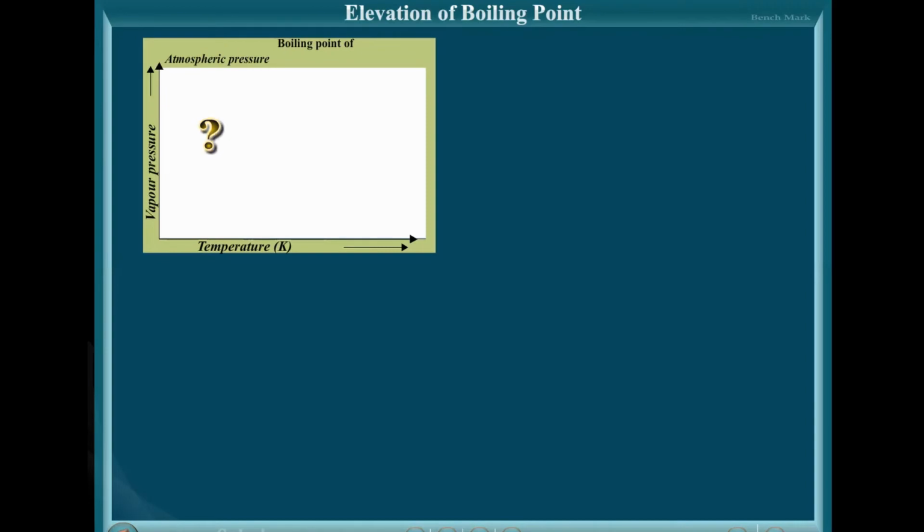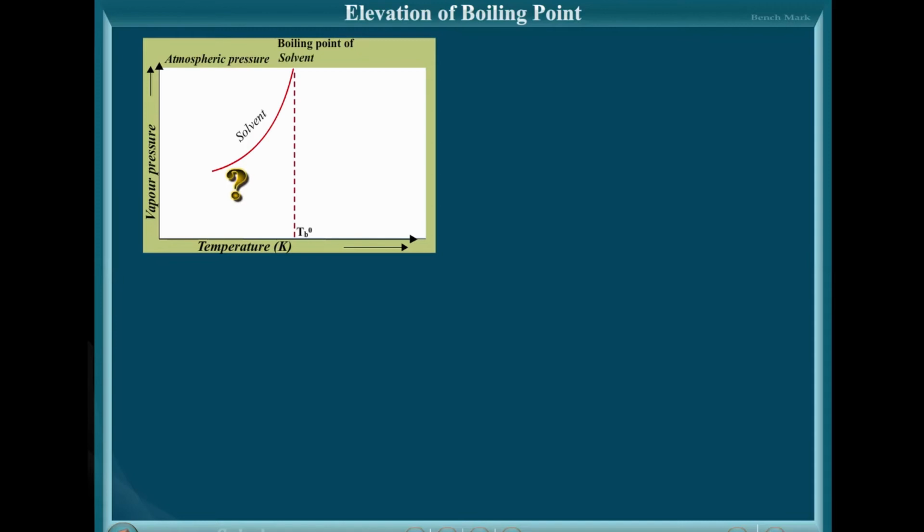Now here we can see the variation of vapor pressure of a pure liquid and its solution containing a non-volatile solute with the temperature, represented in this graph. Vapor pressure is plotted against temperature and we can study the variations. That is, after adding the solute, what happens? How is the elevation in boiling point taking place?